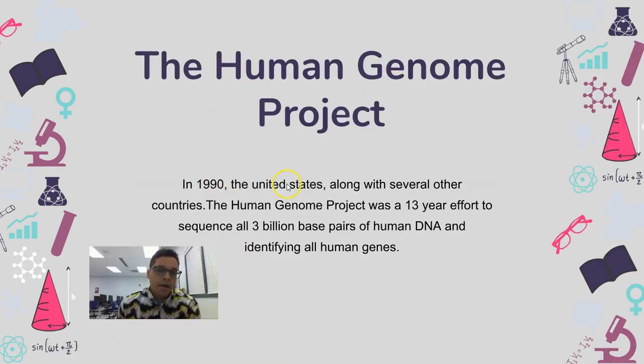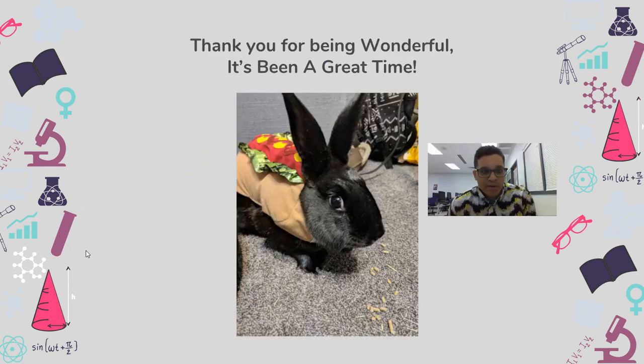In 1990, the United States, along with several other countries, started the Human Genome Project, and it was a 13-year effort to sequence all 3 billion base pairs of human DNA to identify all human genes. So that's all a genome is. It's just a sequencing of all the base pairs in an organism's DNA. So you can have a genome of cats, lizards, just any genome you want, and this is really useful. We'll talk about it some more. No vocab for that one.